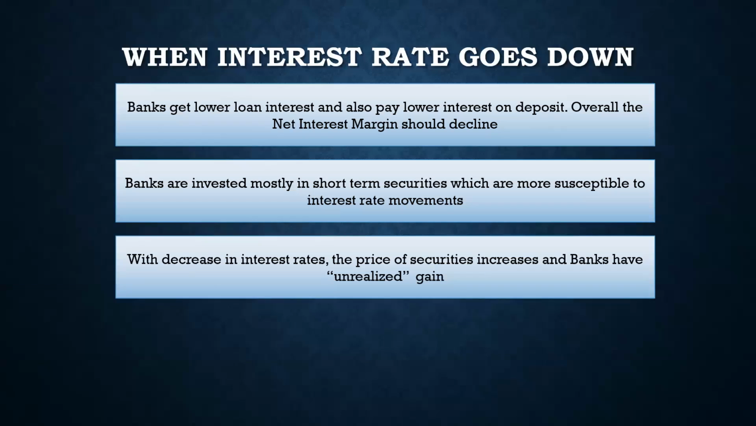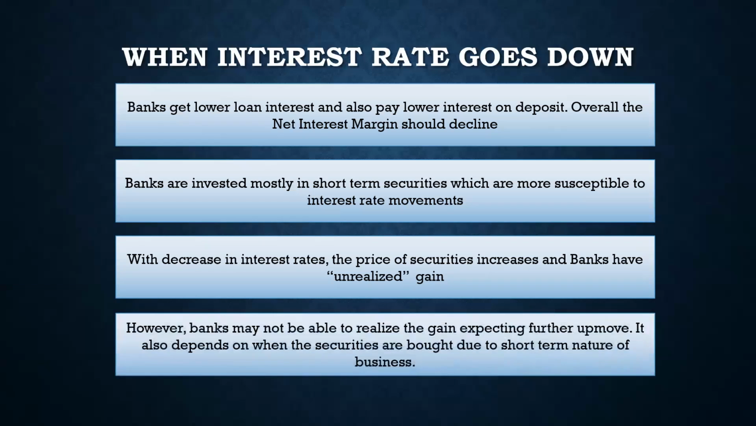So, with a decrease in interest rate, the price of the securities increases, and banks have unrealized gain. Now, this time banks have gain, right? Earlier banks had losses; this time banks have gain. So that is a good thing for the bank, right? The bank may not be able to realize the gain, expecting a further up move, right? Which is what happens when you are seeing some good money, you want to hold it for a longer period of time, right?